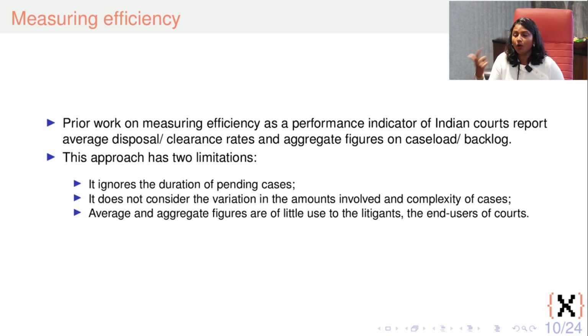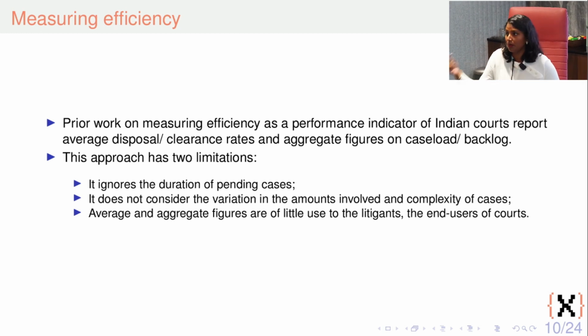Secondly, it also misses out on the variation in the amounts involved and the complexity of the cases. For instance, easy cases, smaller value cases might be getting disposed of faster. So just looking at disposed cases will not give us this information. And finally, I think Susan also pointed this out in her presentation, just reporting averages or aggregates does not mean anything to a litigant who has a case in front of the court.